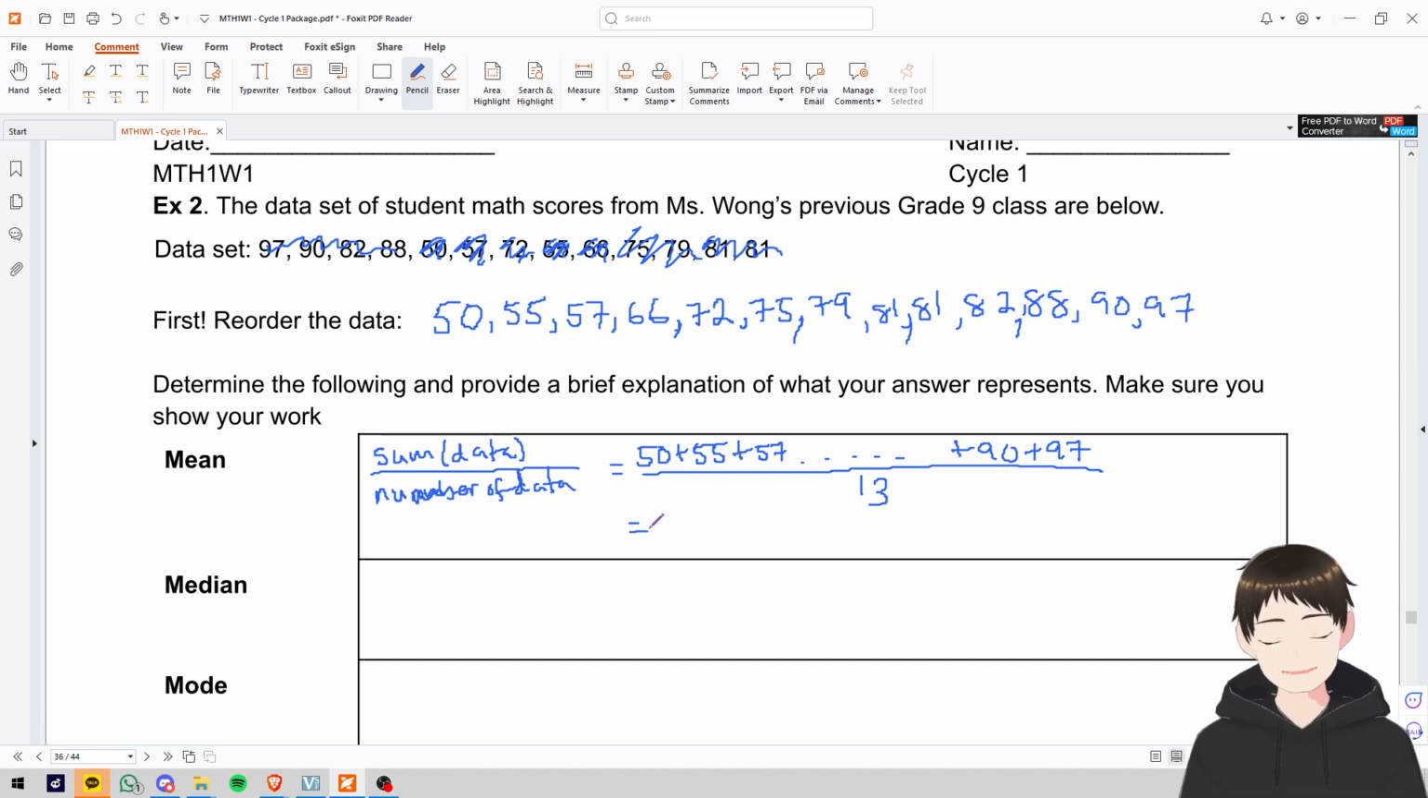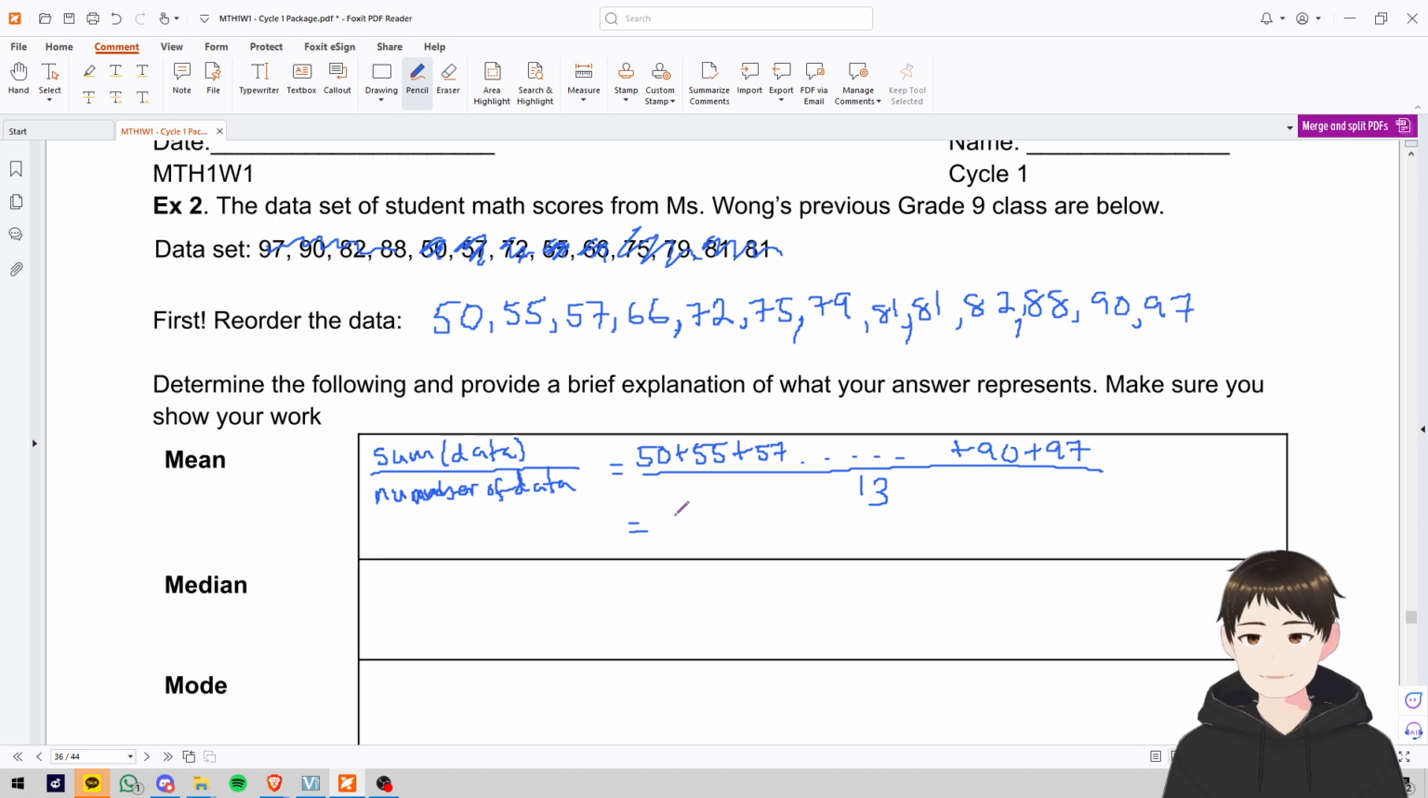Taking out my trusty calculator. If you want to follow with me, that's great, but I'll do that for us because it's the video. 50 plus 55, 57, 66, 72, 75, 79, 81, 81, 88, 90, 97. That is divided by 13. I get 74.25. Okay, what does this mean?